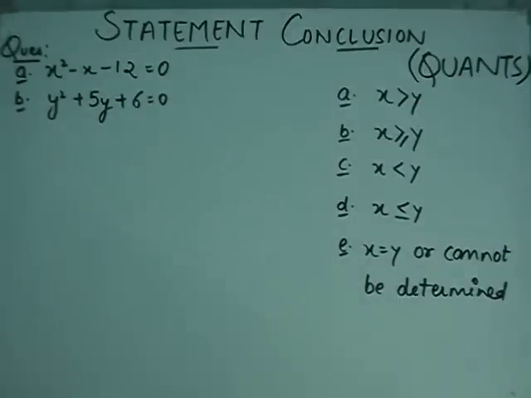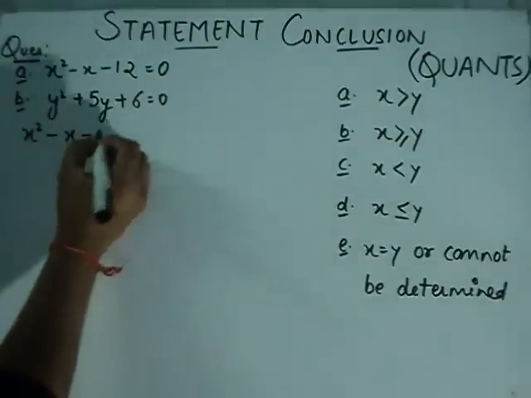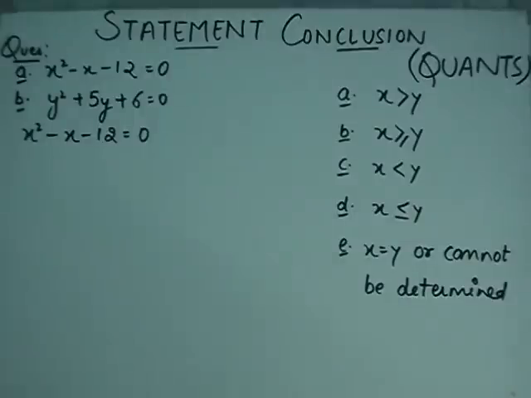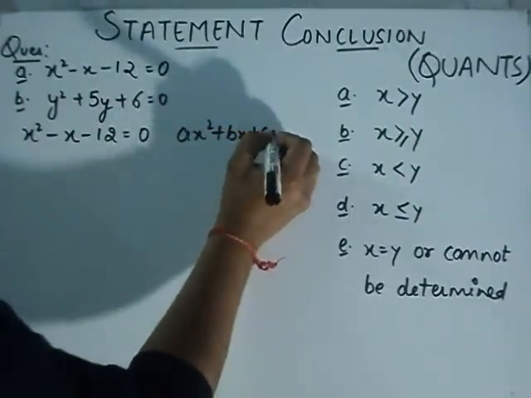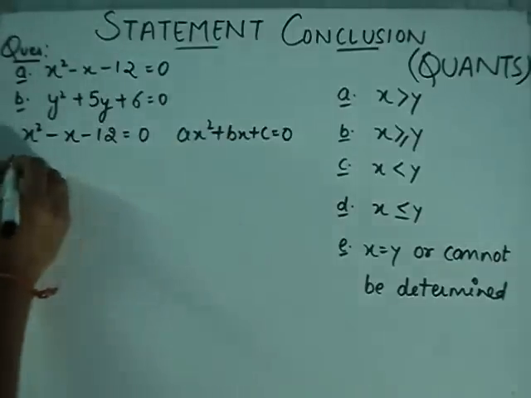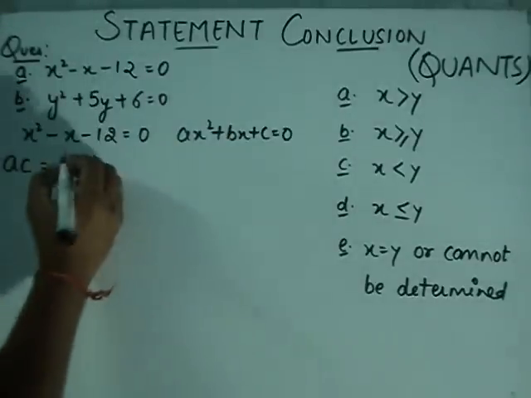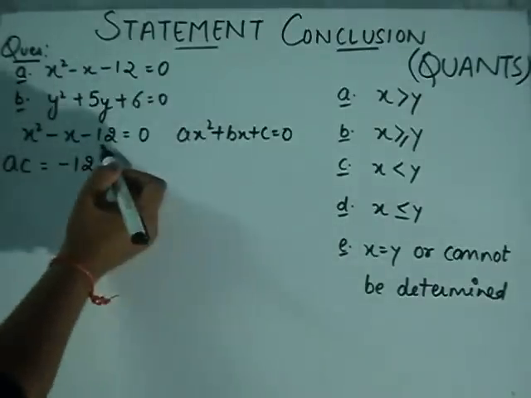So firstly I am going to calculate the roots of this equation. I am doing it by the factorization method, and I reduce some steps to make it easier, which helps you solve it in lesser time. It is just like an equation ax square plus bx plus c equals 0. Now I am going to calculate the product of a and c. The product of a and c is minus 12. Here a is 1 and c, the constant term, is equal to minus 12.